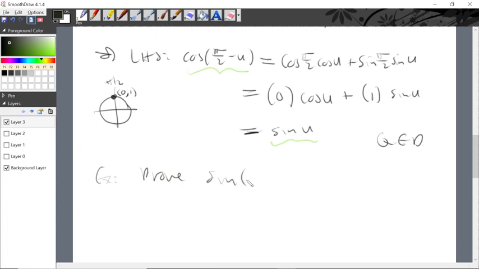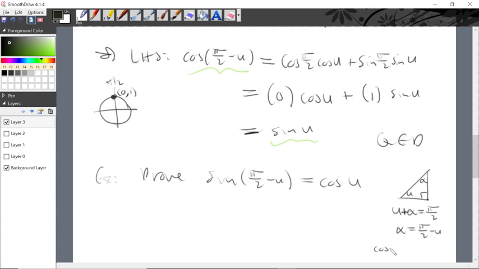Let's prove that the sine of pi over 2 minus u is equal to the cosine of u. Recall that this comes from right triangle trigonometry. One of these angles can be called u, and if the other angle I call alpha, then of course u plus alpha would equal 90 degrees, or pi over 2. In other words, alpha is equal to pi over 2 minus u. So these angles, alpha and u, are complementary angles.